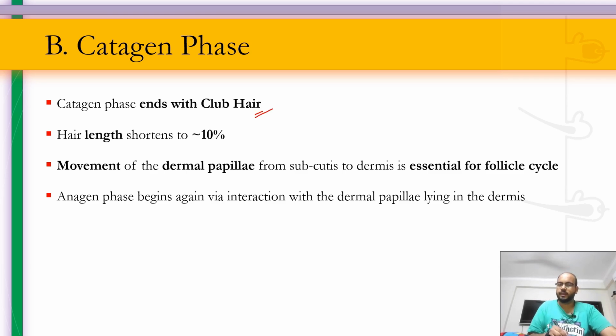Catagen phase ends with club hair. The hair length shortens to about 10%. Okay, so a 90% reduction in hair length can occur. Movement of dermal papilla from subcutis.